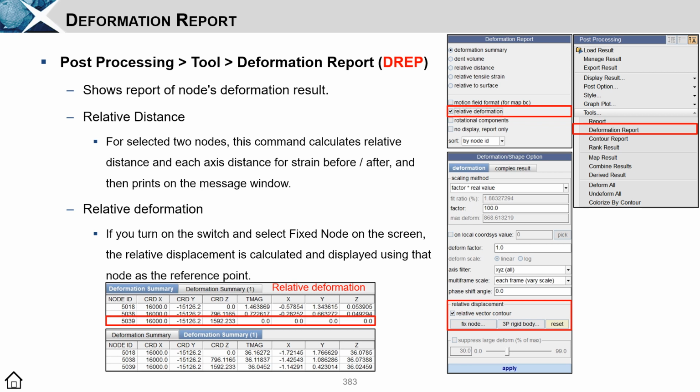The deformation report command is a function that reports the results of a node in various ways. The deformation summary outputs the strain of the selected node in a pop-up window as a list of CSV formats. If you use the relative transformation option, the relative displacement is calculated by the method set by the deformation option.